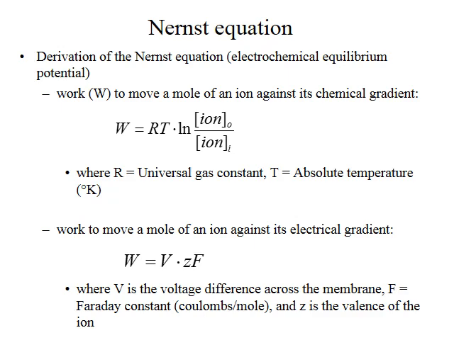In this equation, R is the universal gas constant, and T is the absolute temperature in degrees Kelvin. We can come up with a similar expression for the amount of work needed to move a mole of ions against its electrical gradient, and that expression tells us that the work equals V times Z times F, where V is the voltage difference across the membrane potential.